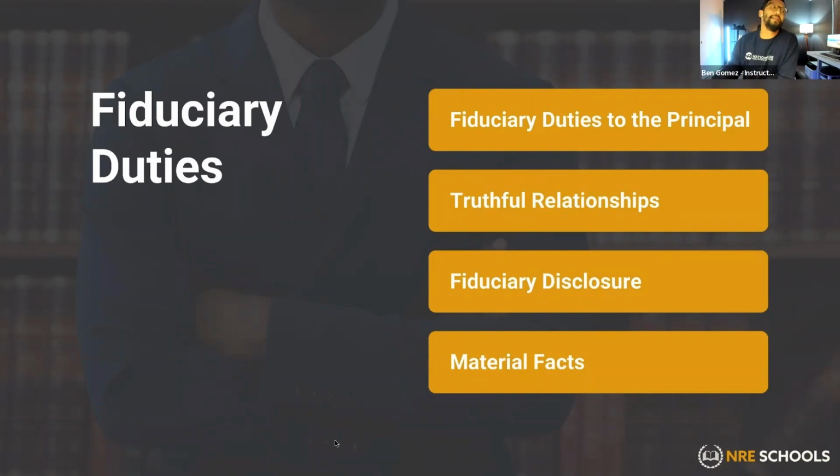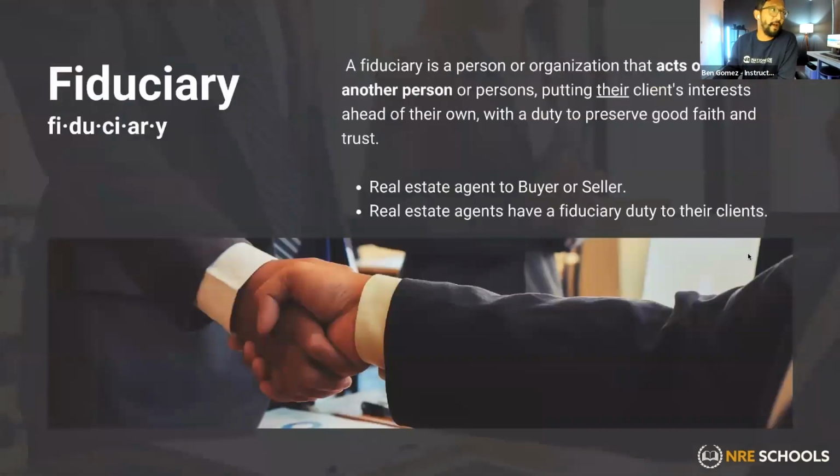So we're going to talk about truthful relationships, disclosure, material facts. Fiduciary. And if I'm pronouncing it wrong, please someone correct me, but fiduciary is how I'm going to pronounce it. And what is the actual definition? It is a person or organization that acts on behalf of another person or persons, putting their client's interests at heart. Isn't this what we do as real estate agents?